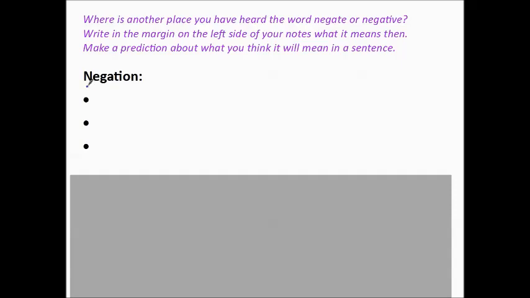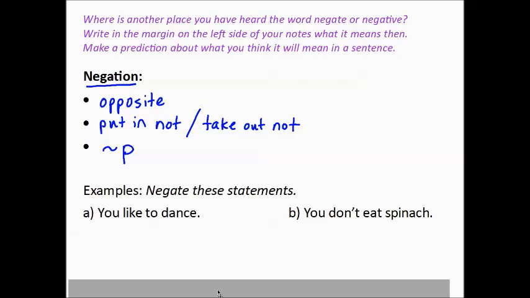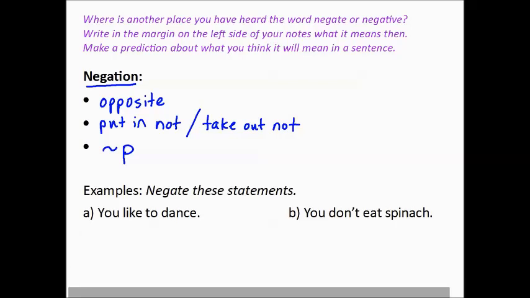For statements, negation means to do the opposite, or what we often think of as negative of the statement. It means put in the not. That's how we do it with words, or if there's already a not, we take out the not. It's written in symbolic form with a squiggly, like the negative in math, and then whatever letter we're using for that part of the statement. Let's look at a couple of examples.